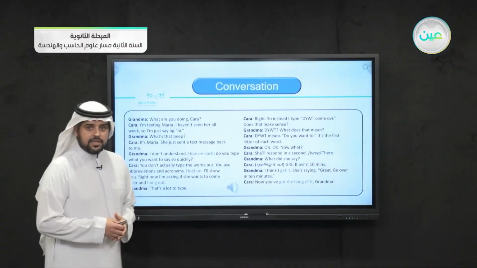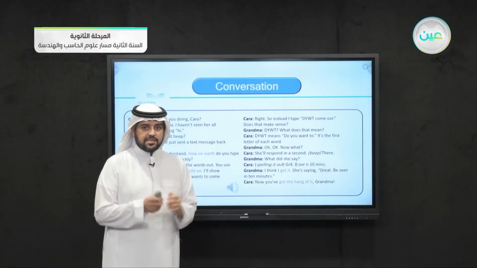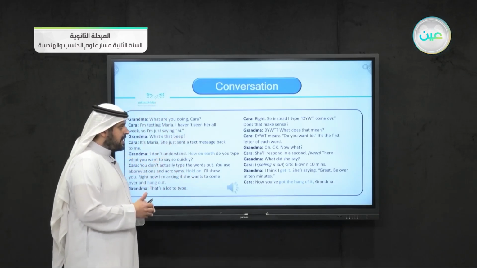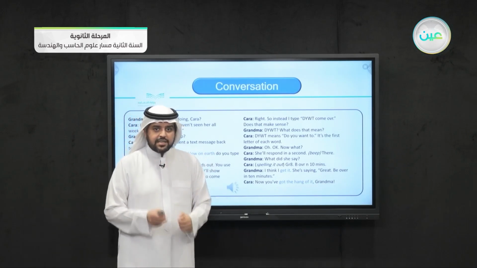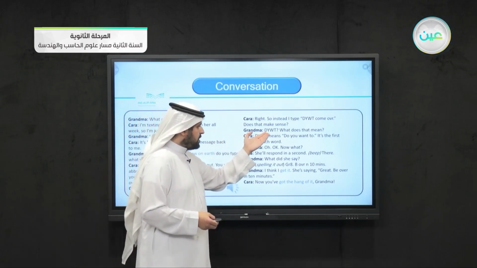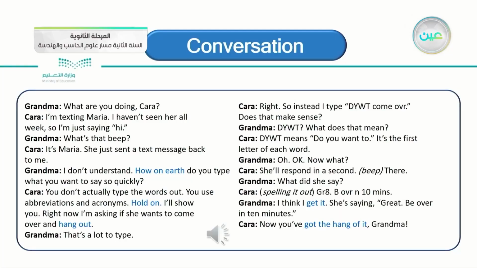So the grandmother is wondering how Kara is writing her text messages so fast. Then she discovered that Kara is using acronyms and abbreviations, that she doesn't actually write every word. For example, here, Grandma is wondering what is the meaning of DYWT. She's asking, what does that mean? Kara responded, DYWT means, do you want to?